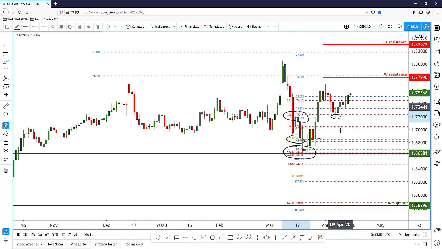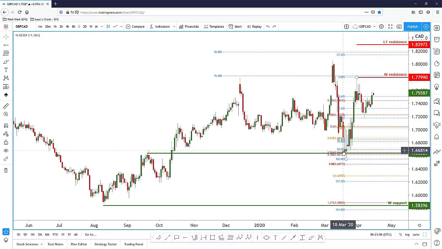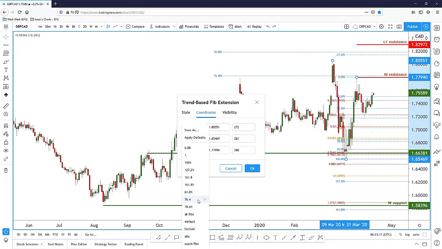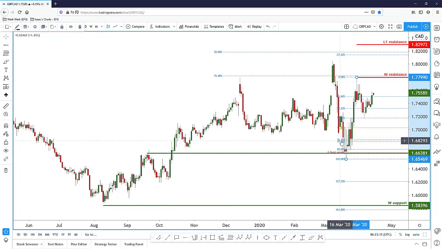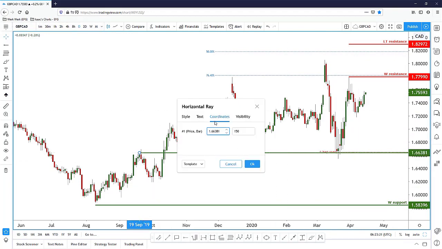So many levels to choose. Which one would I pick? Any one of them is correct. But because of presentation purposes, I will actually choose this stronger graphical support level. Choose the 76, and I can remove this one. Right, so this will be our daily support.